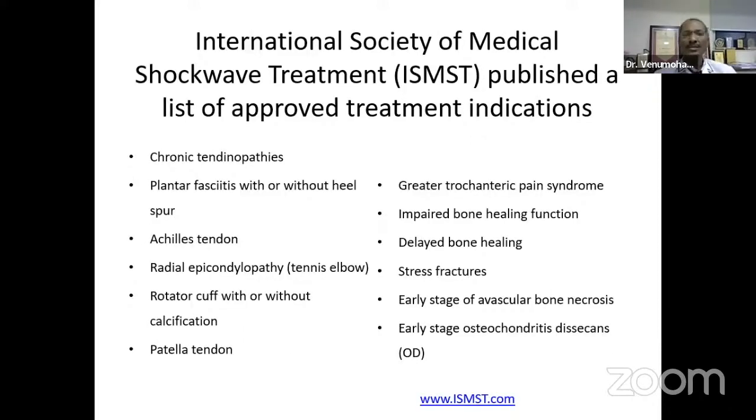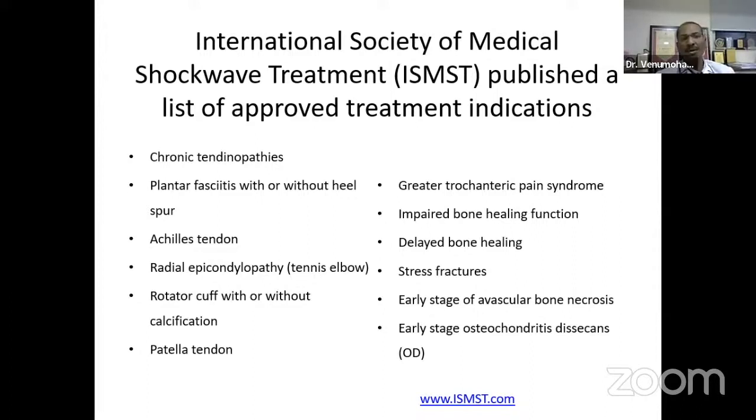Now, the International Society of Medical Shockwave Treatment has given us a list of approved treatment indications where shockwave therapy is known to be very effective. So it can be used in all the chronic tendinopathies, and plantar fasciitis where there is no heel spur, because these shockwaves can injure the spur, which may cause further inflammation and pathology.